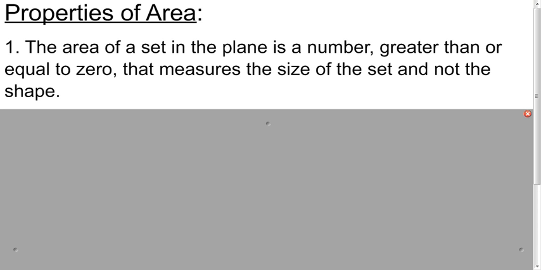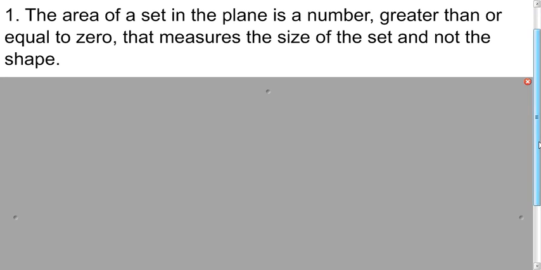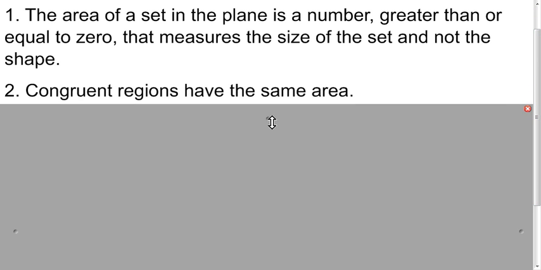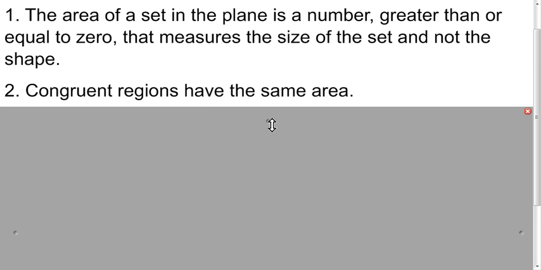So this leads us to our properties of area. The first few are fairly straightforward. The other ones we'll talk about a little bit more. So number one, the area is just a number that quantifies the size of the figure. And in this case, we're talking about a set. So you can think of a figure as a set, like a set of regions. And remember, the area doesn't have anything to do with the shape of the figure. So you can have two different shapes with the same area. Regions have the same area. That seems pretty straightforward. We looked at that with the congruent triangles.